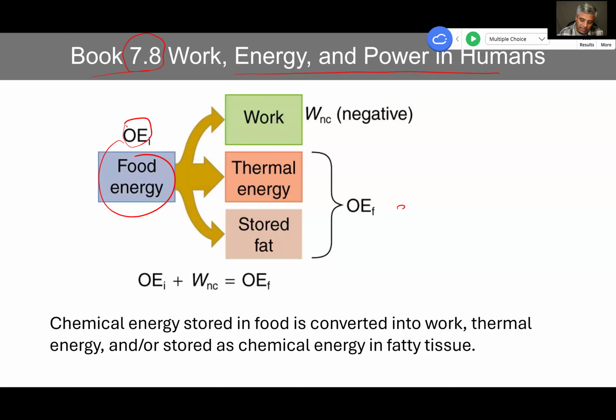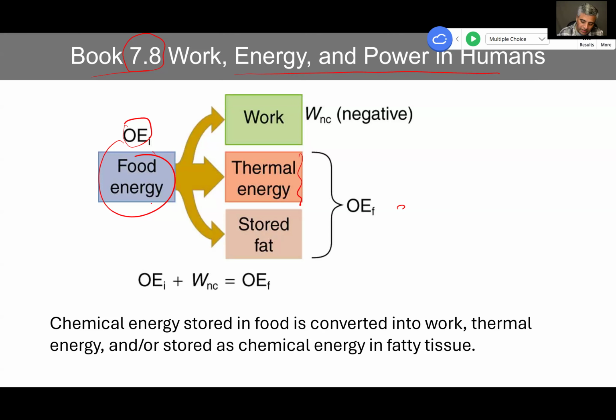The OE here means other forms. This is neither kinetic nor potential, and neither thermal energy from the friction. So the book also uses these terms: thermal energy, kinetic energy, and potential energy. Everything else, it says other energies.